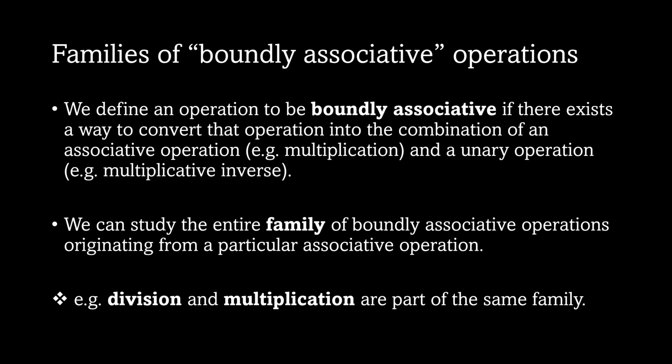So some operation is boundary associative if there is some other operation that's associative, and we can transform that boundary associative operation into the other one by forming this unary operation. So now that we've tried to get some intuitive explanations of everything in this video so far, we're now going to move on to formalizing everything rigorously.